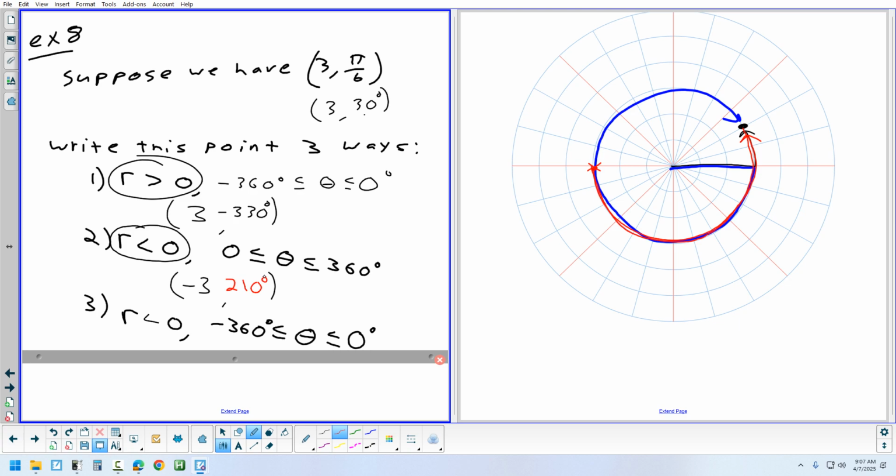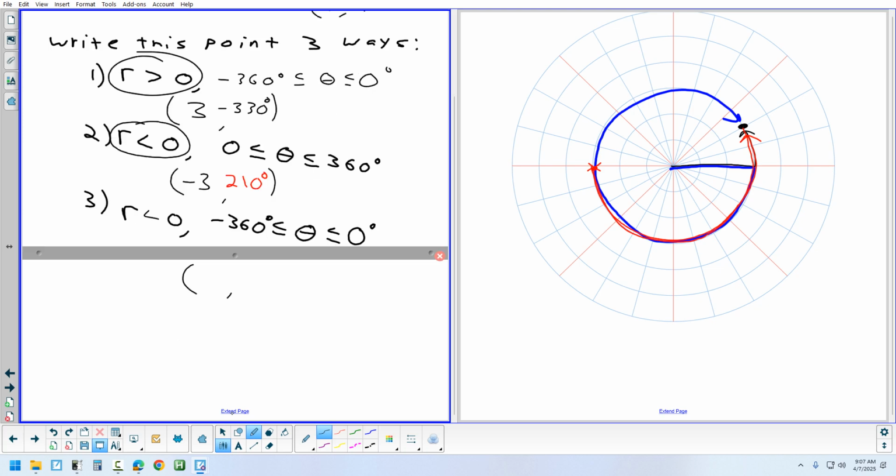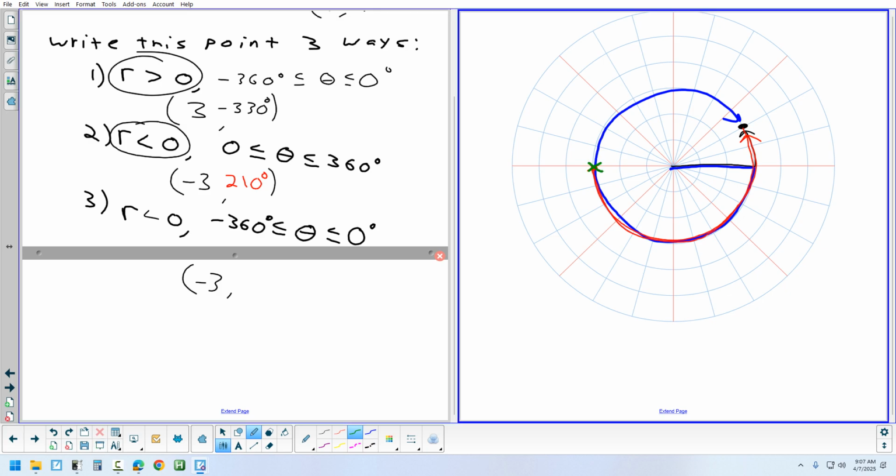And now the last one. They still want r to be less than 0. So it has to be what number? Negative 3. It's got to be a negative 3. But this time they want me to rotate in the negative direction. So they want me to start here and go like that.